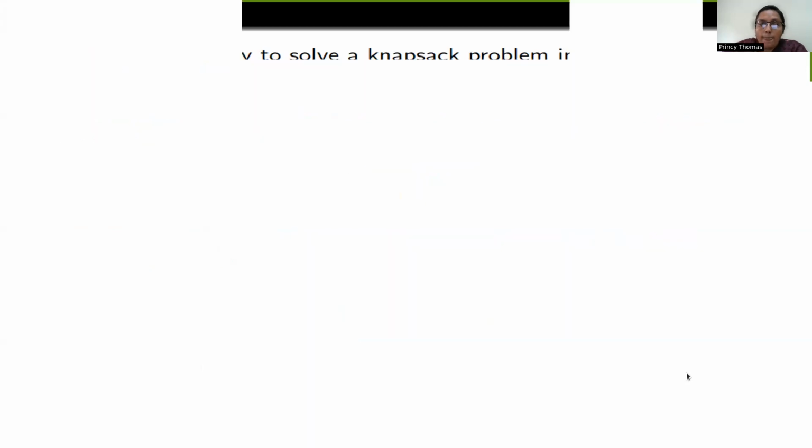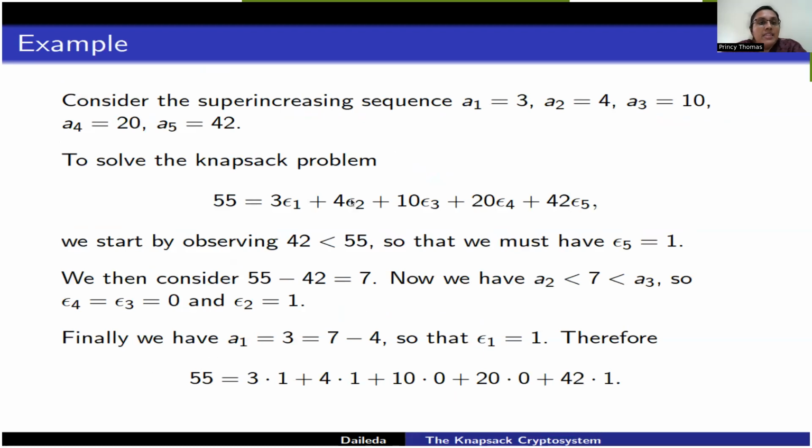So let's look at an example. The objects are A1 is equal to 3, A2 is equal to 4, A3 is equal to 10, A4 is equal to 20, and A5 is equal to 42. Our volume is given as 55. Now we want to know the values of A1 epsilon 1, A2 epsilon 2, and so on. So we want to find the values of epsilon 1, epsilon 2, epsilon 3, epsilon 4, and epsilon 5.